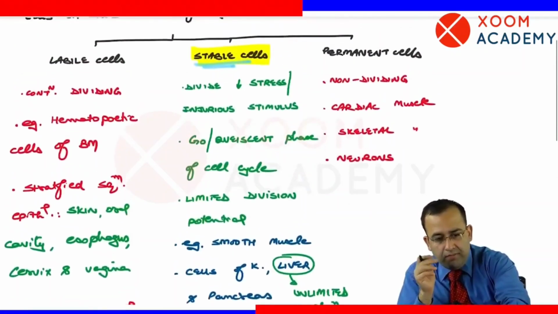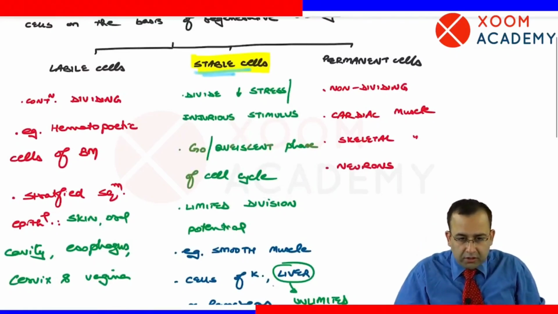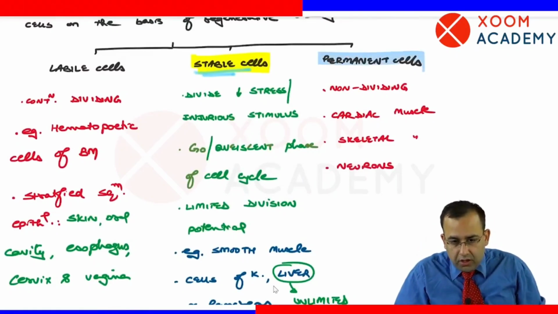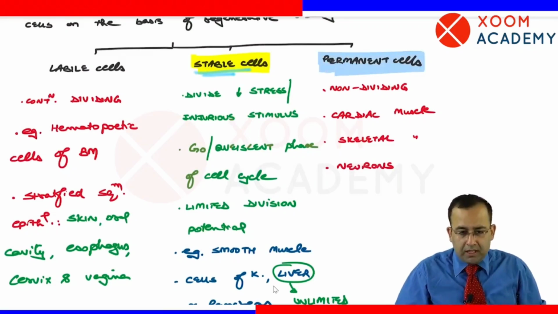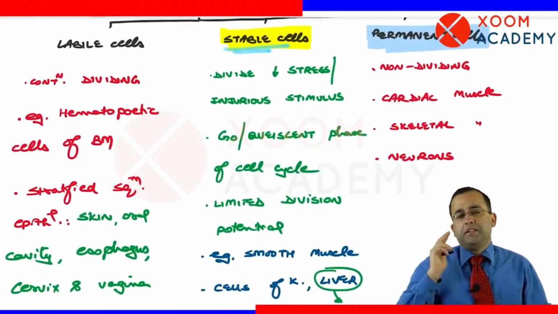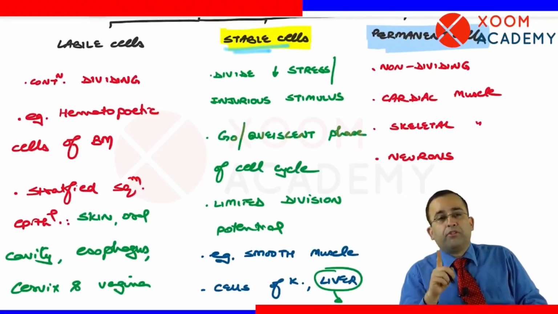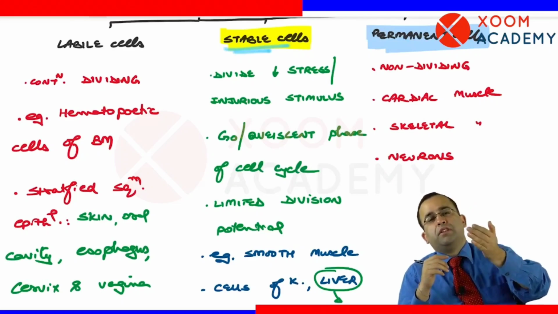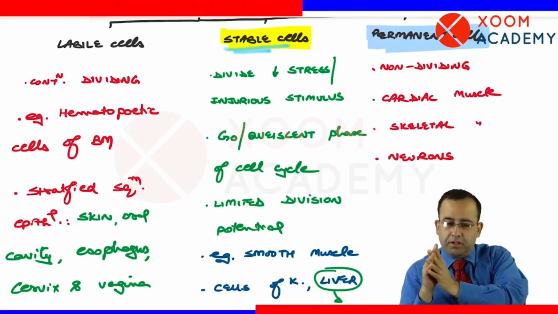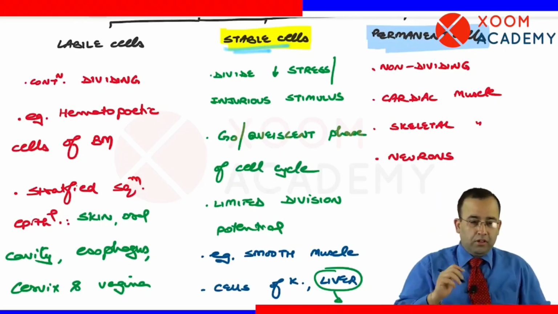Which were the permanent cells? Cardiac muscle, skeletal muscle and neurons. Tell me one more thing; we have already done this though. Permanent cells, do they undergo hypertrophy or hyperplasia? They undergo hypertrophy, an increase in size of the cell, not an increase in number because they are non-dividing. Next point.